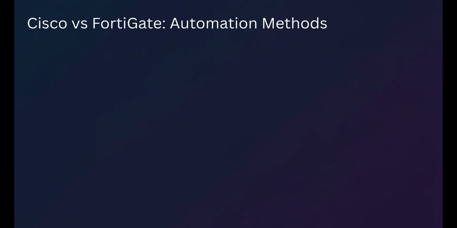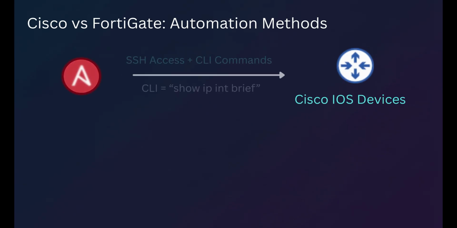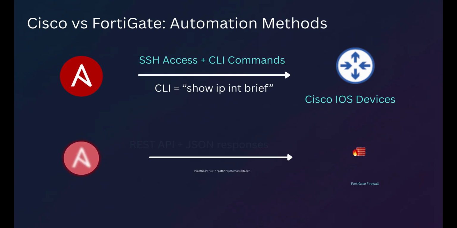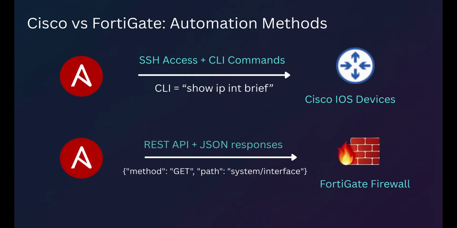So with the Cisco IOS, we used the network CLI connection type over SSH. So Ansible literally sends the CLI commands like a human typing and parses the text output line by line. However, FortiGate uses the HTTP API connection type with a REST API. So instead of CLI commands, we send a structured JSON request over HTTPS and get back a clean JSON response.